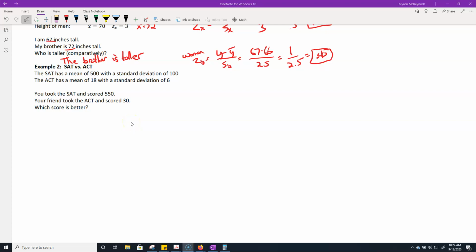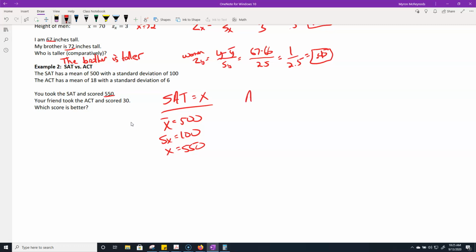Okay, for example number 2, we're looking at SAT versus ACT. The SAT has a mean of 500 with a standard deviation of 100. So I'm going to call the SAT X, and I'm going to say that the mean is 500, X bar is 500. Standard deviation, SX, is 100. And the actual score that I got on the SAT was 550, so X is 550.